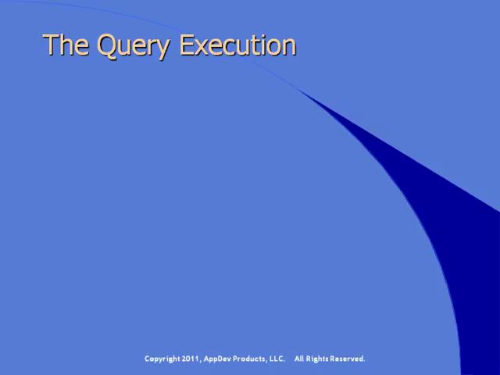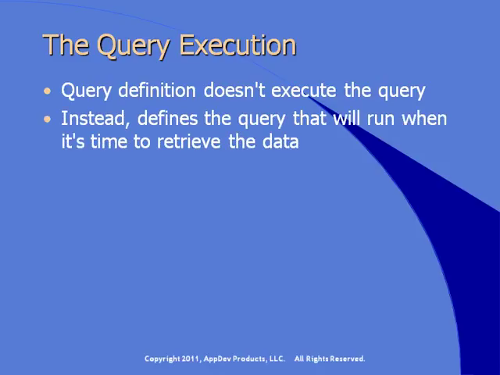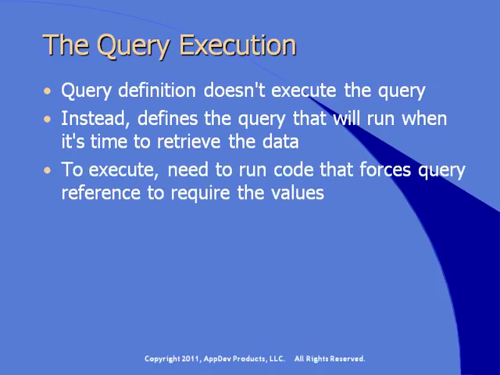The third stage is query execution. The query definition itself doesn't execute the query. Instead, it just defines the query that will run when it's time for your code to retrieve the data. To execute the query, you need to run some code that forces the query reference to need the values, like a for each loop. And in this course, that's generally what we'll do.